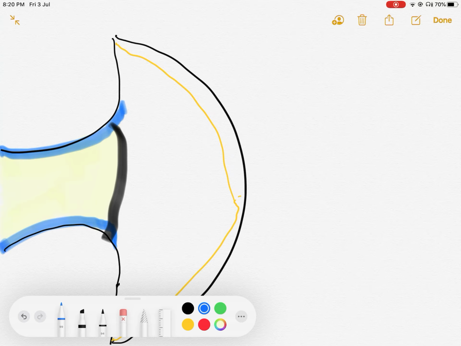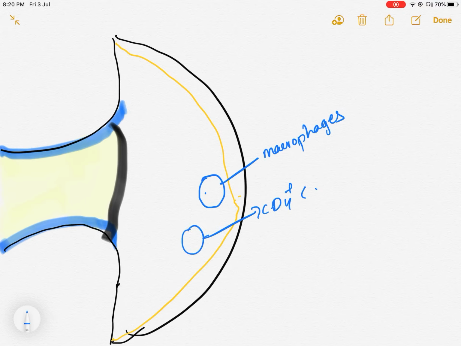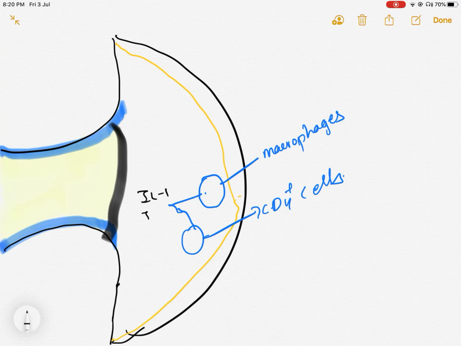What happens in the joint is that there is infiltration of the joint by macrophages as well as CD4 cells. What they do is that, put together, they secrete various cytokines. The main important cytokines are interleukin 1, interleukin 6, and TNF alpha. What these interleukins do is that the first thing they do is act on the synovial membrane.